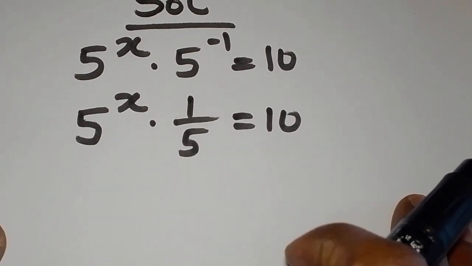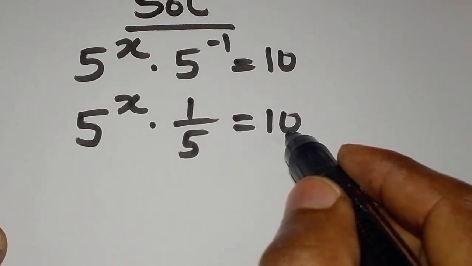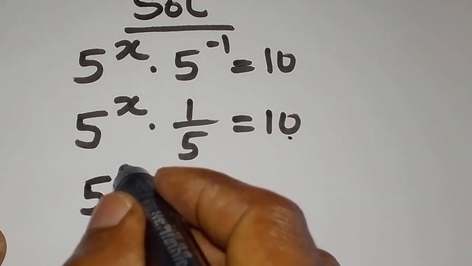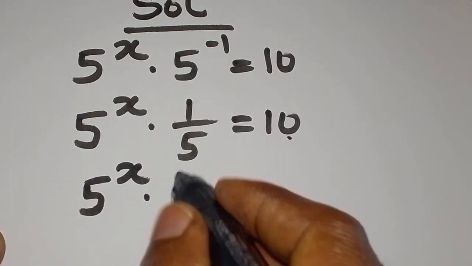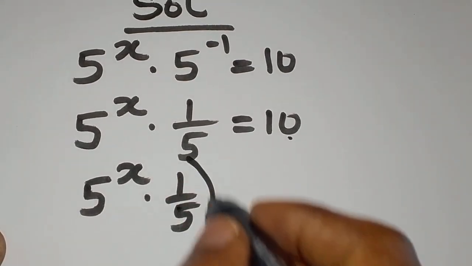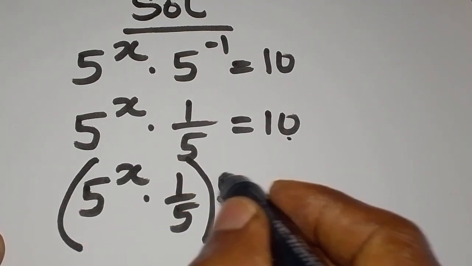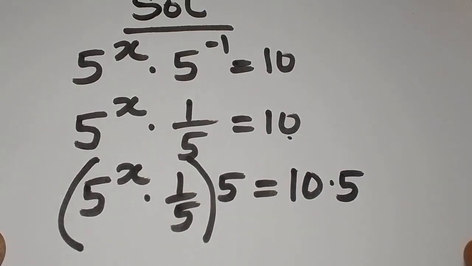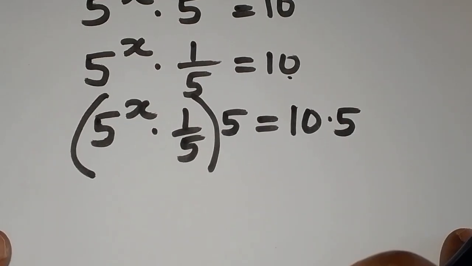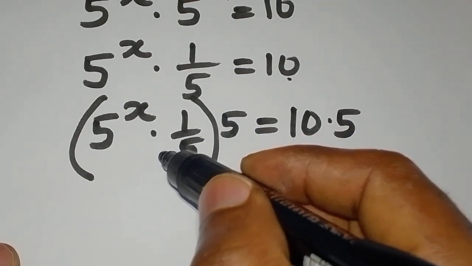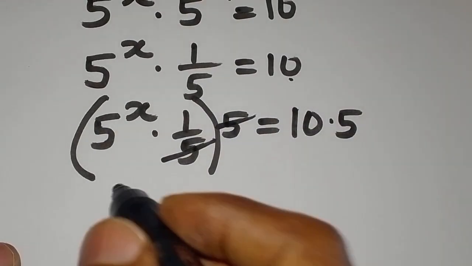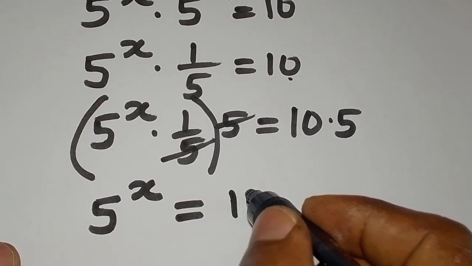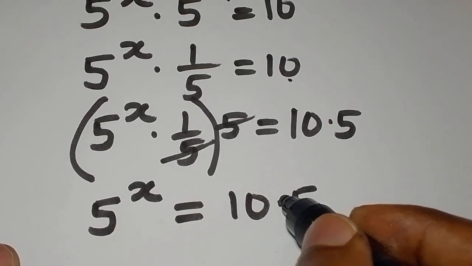Now, we can multiply both sides of the equation by 5. So we have 5 to the power of x multiplied by 1 over 5, right? And the whole of this will now multiply 5. Then on the other hand, we have 10 multiplied by 5. Okay, so if we go on now, since we are multiplying, this can cancel this out so that we can have 5 to the power of x to be equal to 10 multiplied by 5.